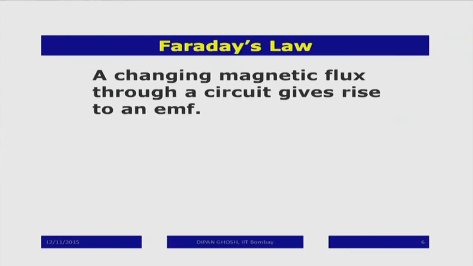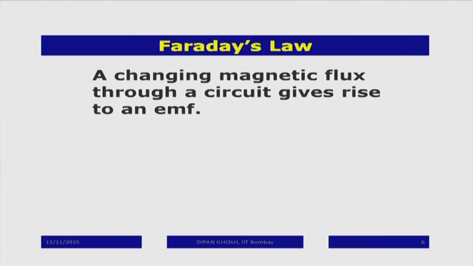Now comes Faraday's famous experiment. What Faraday found is that if you have a circuit, and we have talked about a battery, so battery is understandable, it is converting chemical energy to an electrical energy and it is driving a current. But what Faraday found is, it is possible to generate a current in a closed circuit even without having a battery. And that can be done by changing the magnetic flux through a circuit.